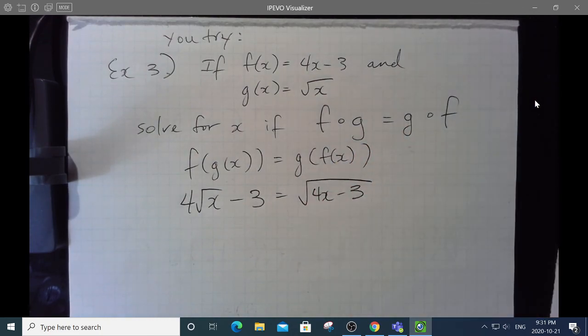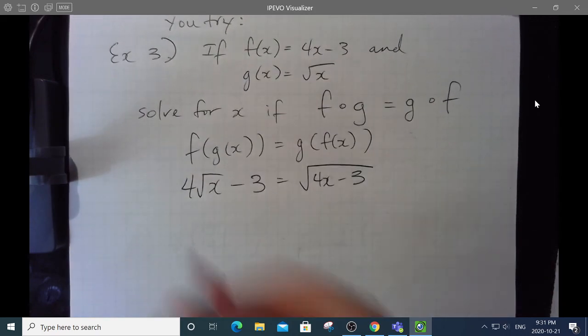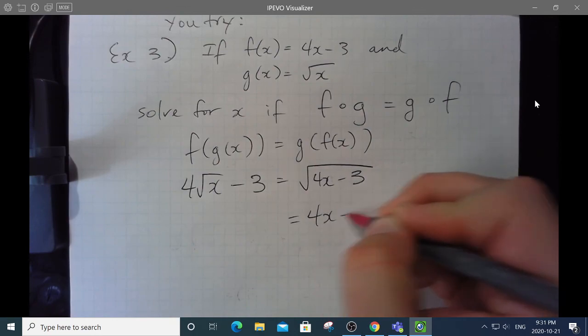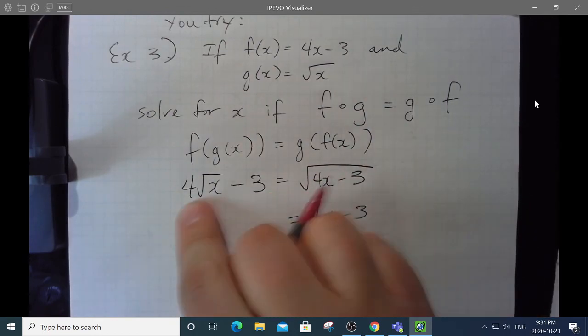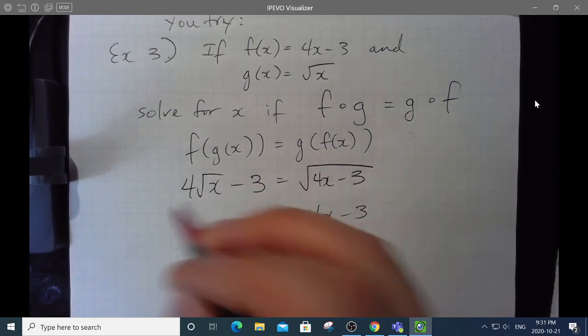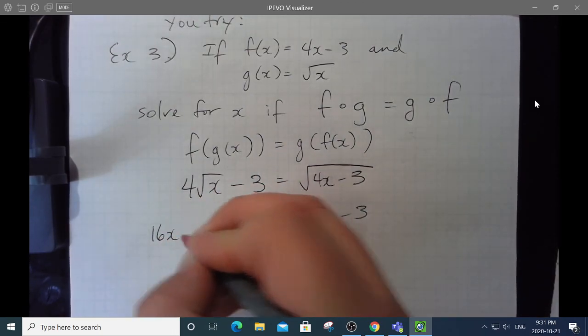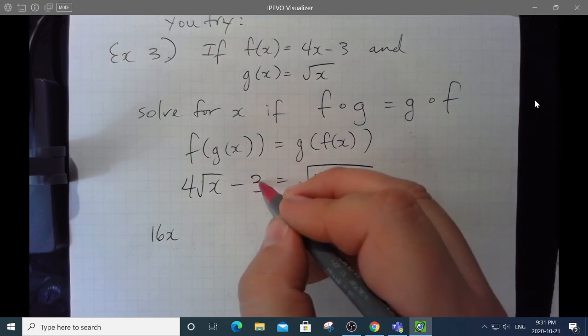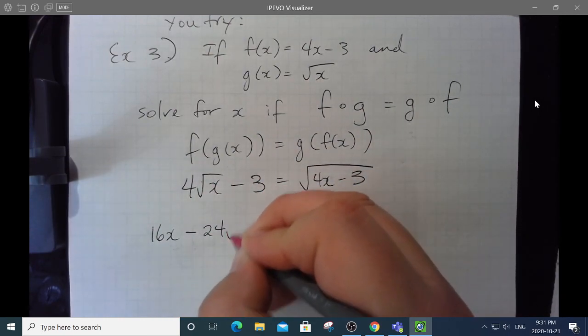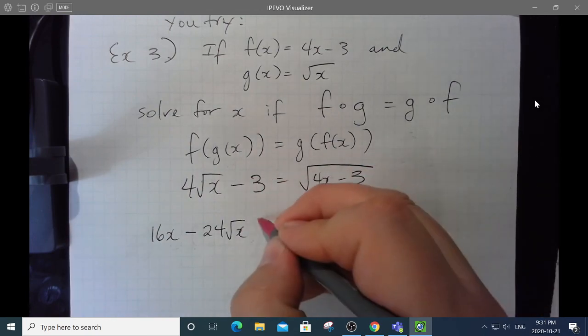If you didn't know how to start the question, pause it now and see if you can finish it from here. Did you give it a try? What's your next step? It's to square both sides. So if I square this side, it's actually kind of easy. That's just 4x minus 3. It just cancels the square root. But this one, I have to FOIL that. I have to multiply this by itself. So it'd be first times first, which would be 16x. Outside times outside plus inside times inside, which is minus 24 root x. And then last times last would be plus 9.